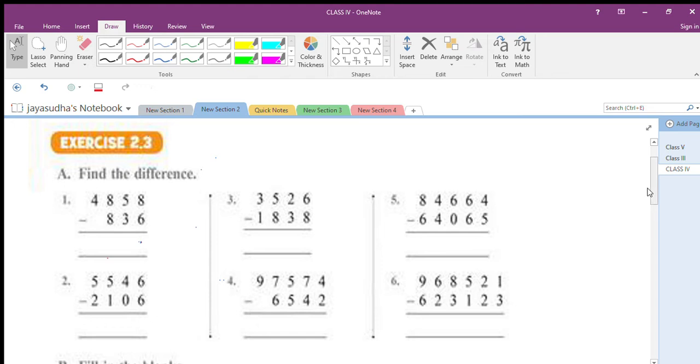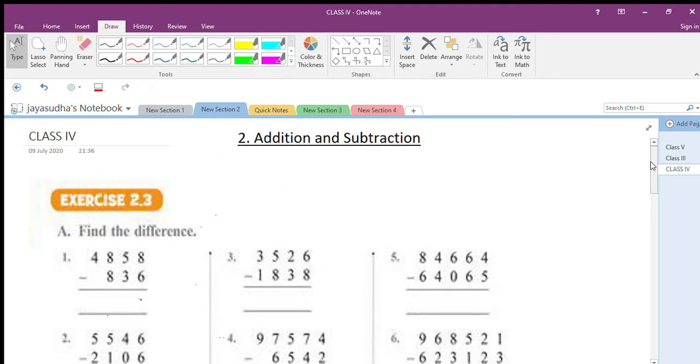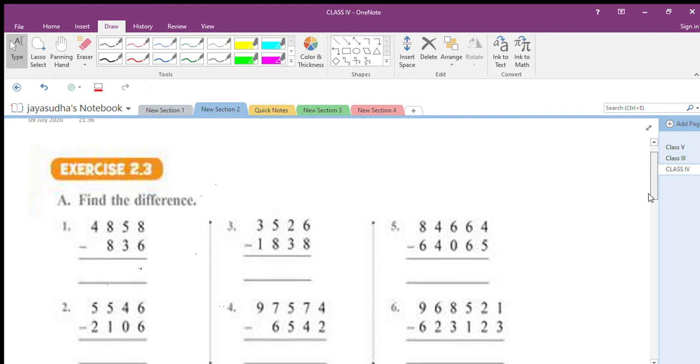Now listen, children. Yesterday I explained the new chapter, addition and subtraction. You have already completed exercise 2.2 itself. Now you are starting exercise 2.3. Exercise 2.1 is addition. 2.2 is a sum problem. What sum problem you have to do.